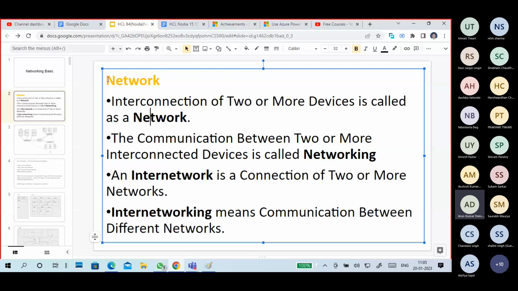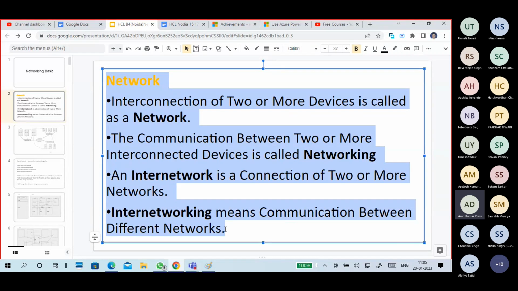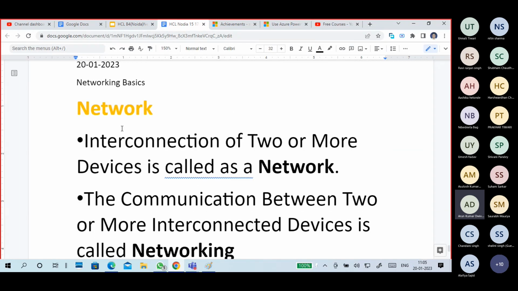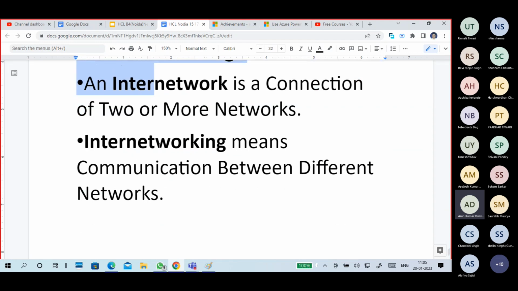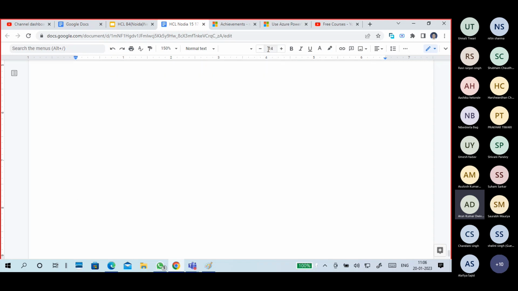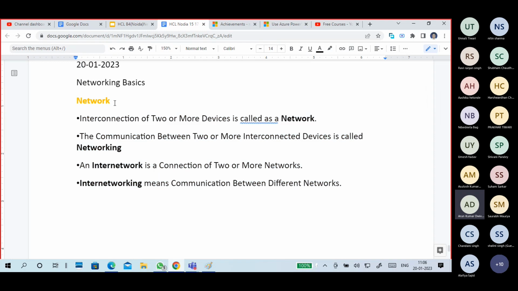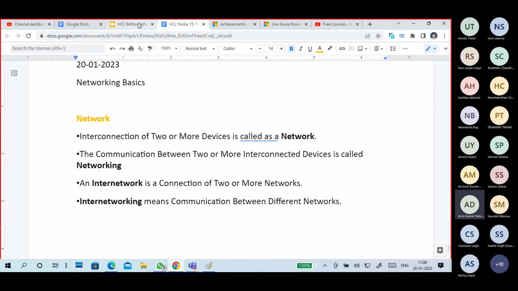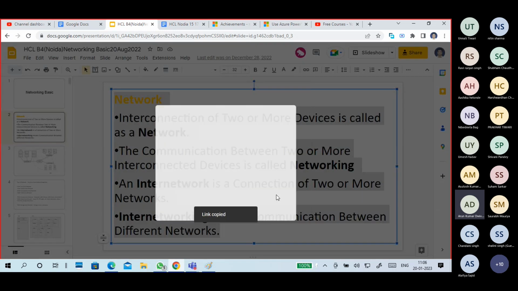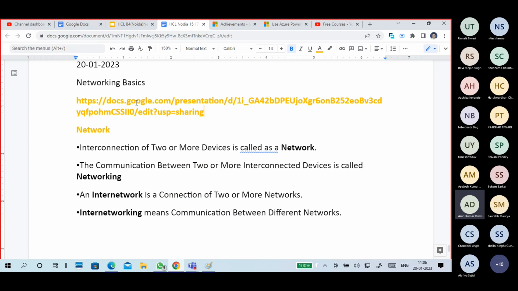Okay. The first thing is, what is a network? And that is networking. What is a network? What is networking? What is internetwork? What is internetworking? I am giving the link here also.